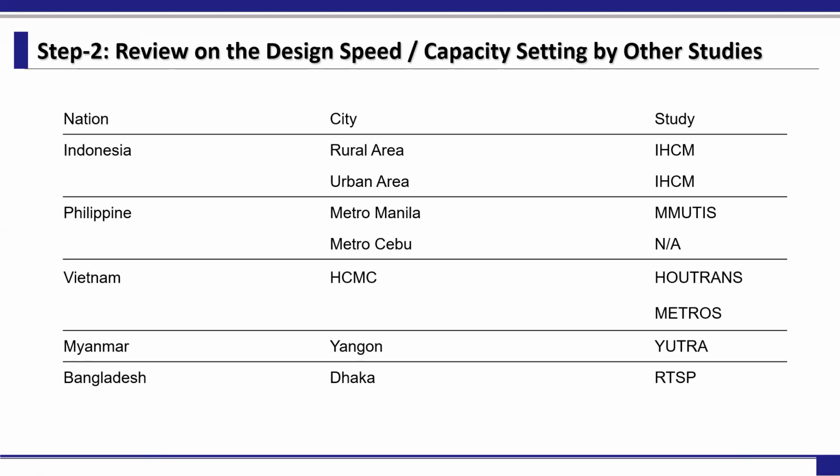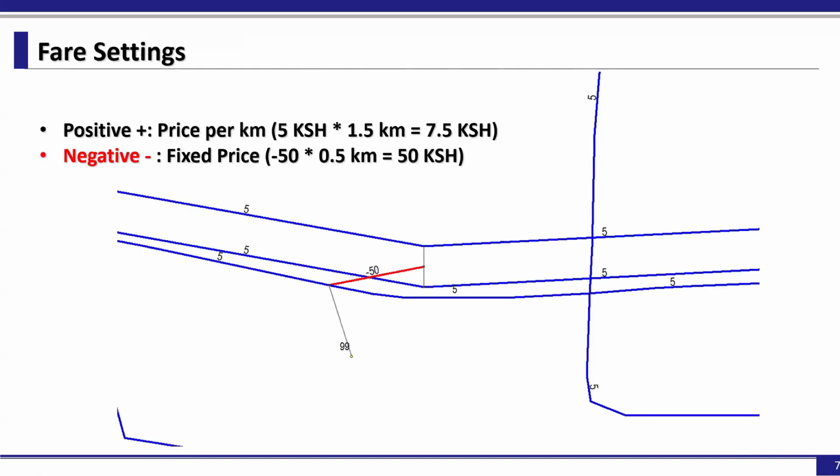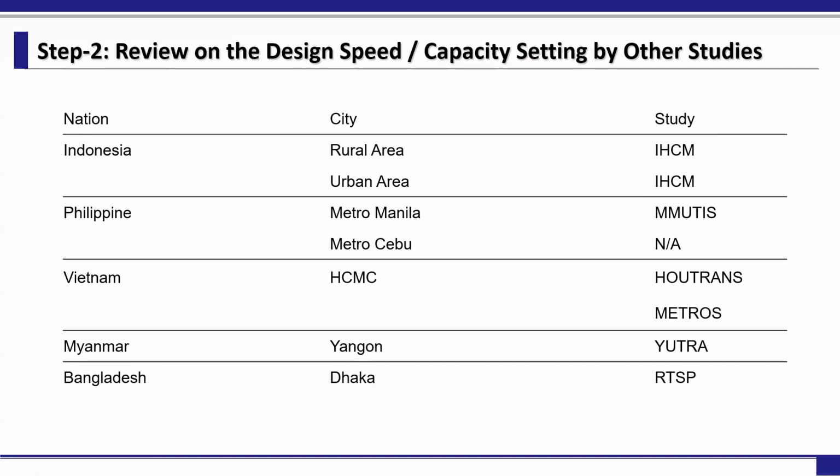As a difference, I prepared and shared with you what was used in other studies in other countries, including Indonesia, Philippines, Vietnam, Myanmar, and Bangladesh. They are all Asian countries, so sorry for your inconvenience. However, based on the other study reports, I prepared some tables about what kind of speed and capacity is specified for each section. So you can go back to the Excel files which I shared.